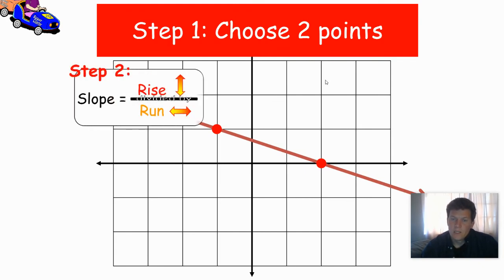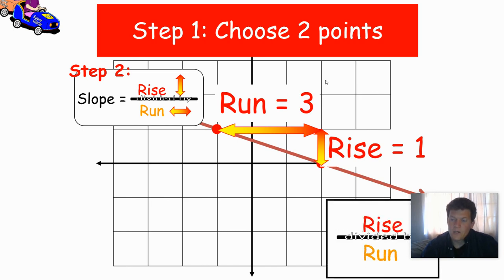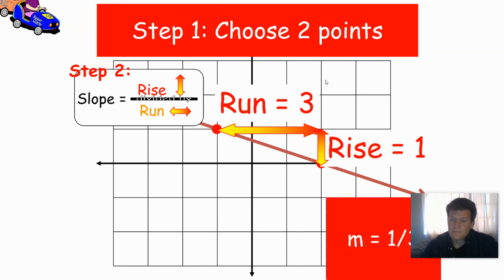Step number 2, calculate rise over run. I only went up 1 value, and then I ran over 3 values. Plug that into my formula, rise over run. My rise was a 1. My run was a 3. So I have 1/3 right now.